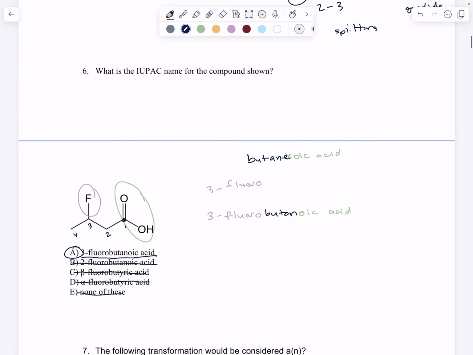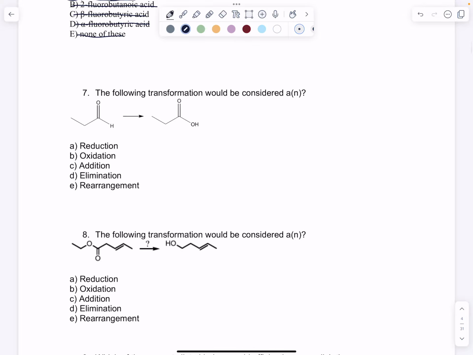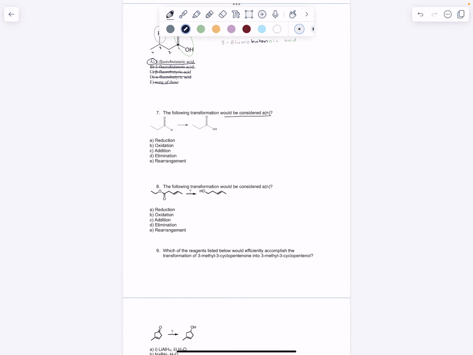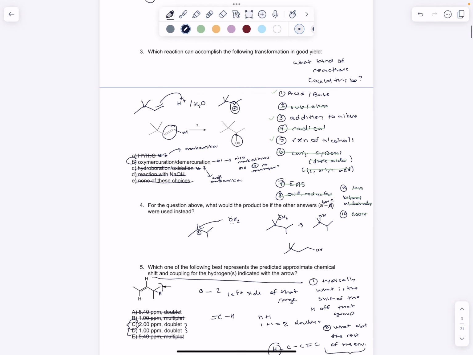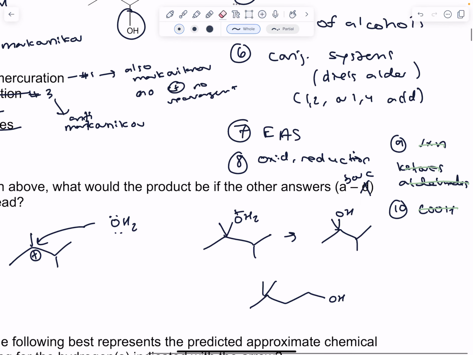Okay, so that's how I approach those questions. The following transformation would be considered a what? Okay, so again, when I look at questions like these and I'm not sure, let me erase the green markings on this. And I would come back to this list. I make this list out of my mind, so it's like a study tool that I use, having this list handy in my brain.